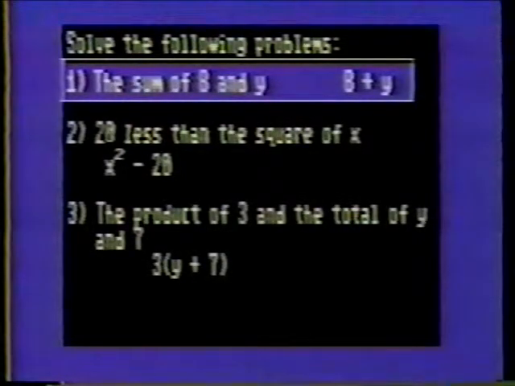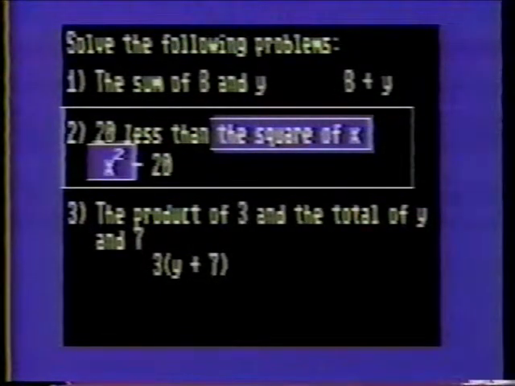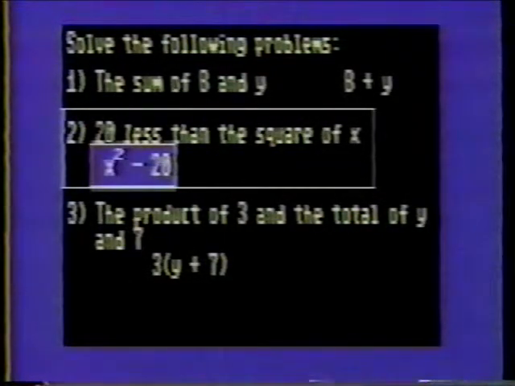Number 1. The sum of 8 and y means add 8 and y, which is 8 plus y. Number 2. 20 less than the square of x. The square of x means multiply x by x, which is x squared. Then subtract 20 from x squared. The solution is x squared minus 20.